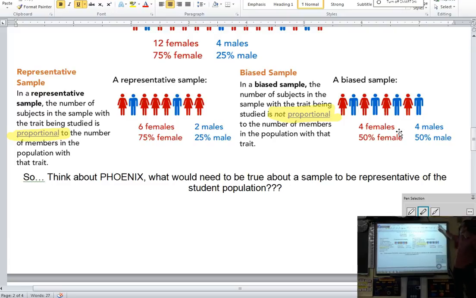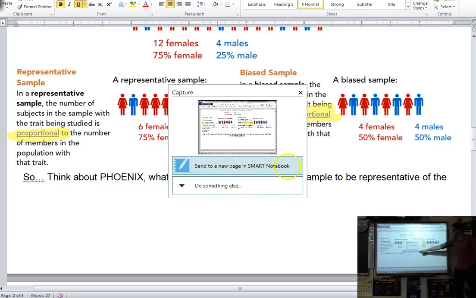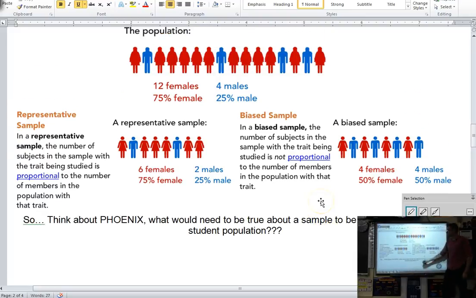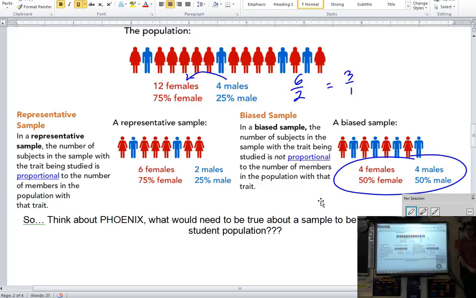Our question is a little off topic. How come when you keep dividing those down, it gets to 1/3, but that's not equal to 2? It actually gets to 3 to 1. This amount of females compared to the amount of males is 3 times as many. 6 to 2, 3 times as many. If I reduce it down to 3 to 1, 3 times as many. Here, not 3 times as many, not proportional.